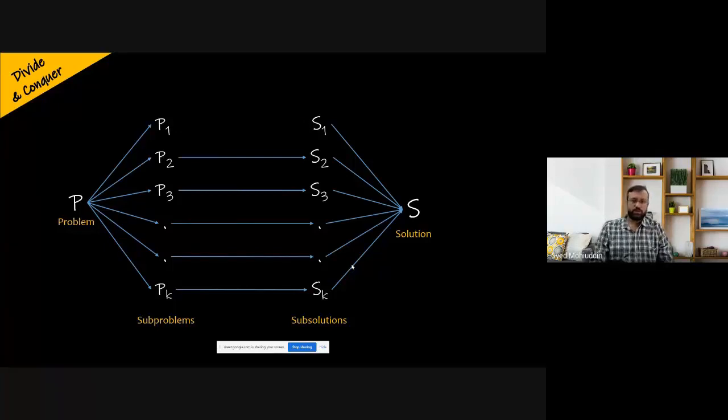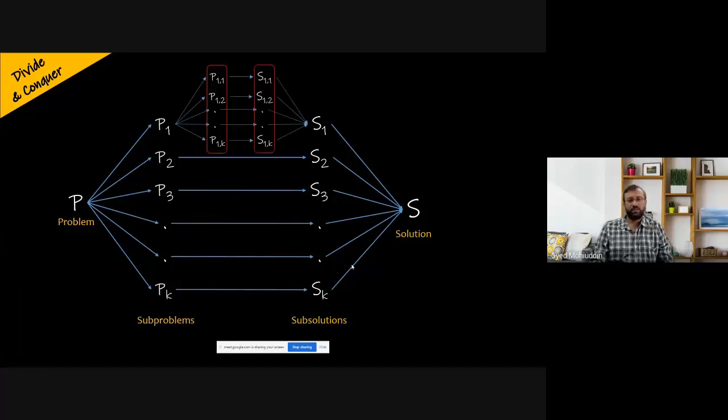Now suppose when we divide a problem P into sub-problems P1, P2, P3, these can also be large problems. So they can in turn be divided. If sub-problem P1 is large, it can in turn be divided into sub-problems and their solutions can be found. Then those sub-solutions are combined to get a solution to S1, and finally we get the solution to the entire or original problem.